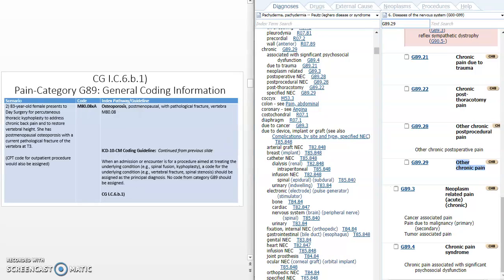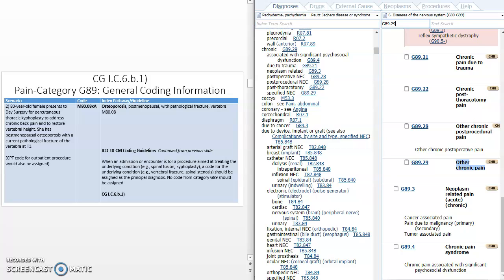Now let's look at scenario 2. This is an 83-year-old female who presents to day surgery for percutaneous thoracic kyphoplasty to address chronic back pain and to restore vertebral height. She has postmenopausal osteoporosis with a current pathological fracture of the vertebra at T3.